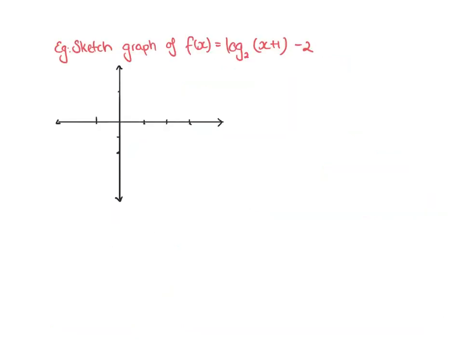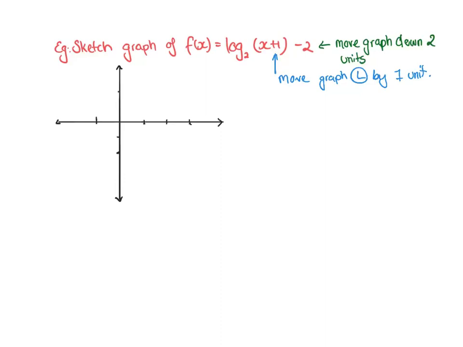So if we go on and do a couple of examples for our log graph, we're probably going to talk about our transformations now. So if you look at this -2, that is going to move the graph down 2. And if we look at this +1, that will move the graph to the left by 1 unit. So we've done all this in translation, so we know how these things move the graph.